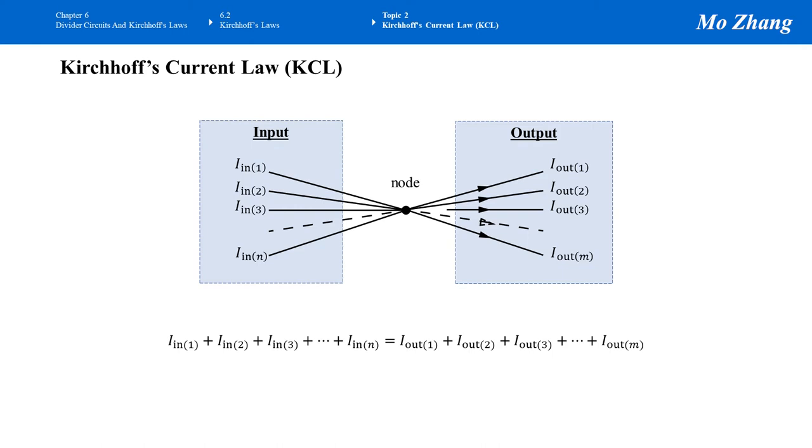M and n are different numbers, which means the number of input branches may be different from the number of output branches. But the current should be the same. The amount of input current is the same amount as the output current.